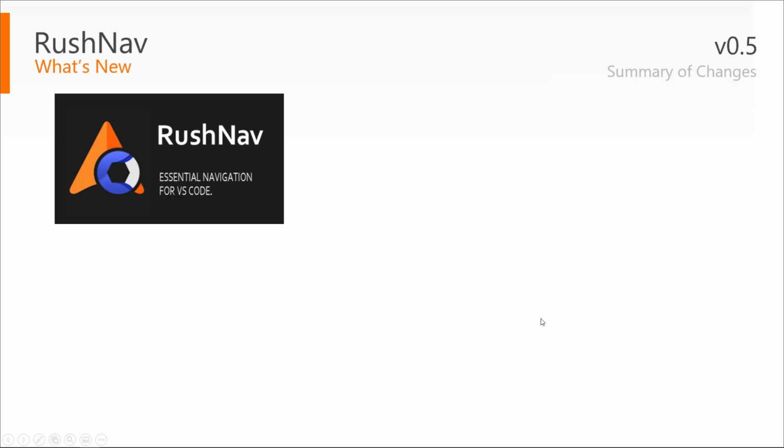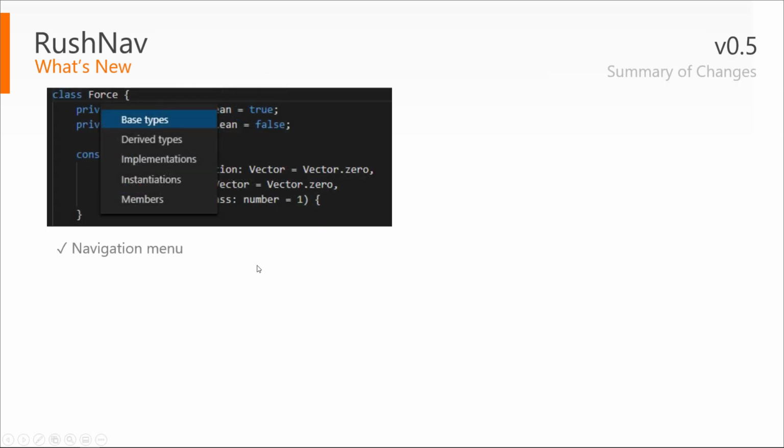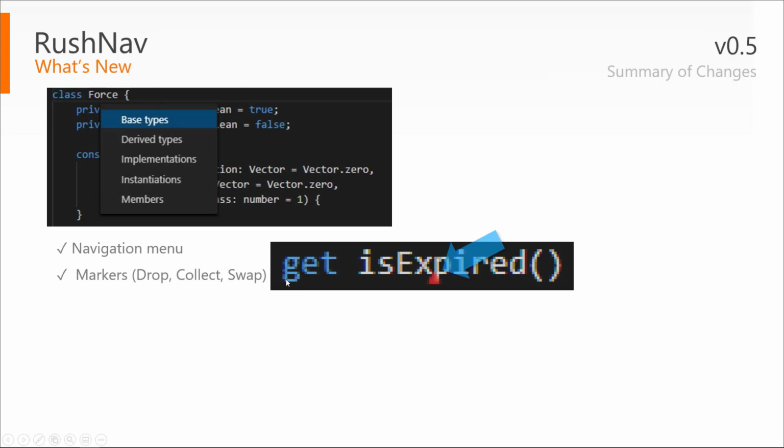Why do I not see them? There they are right there. Okay. You got the navigation menu. You've got markers, collection. Oh, I forgot to show you swapping markers.